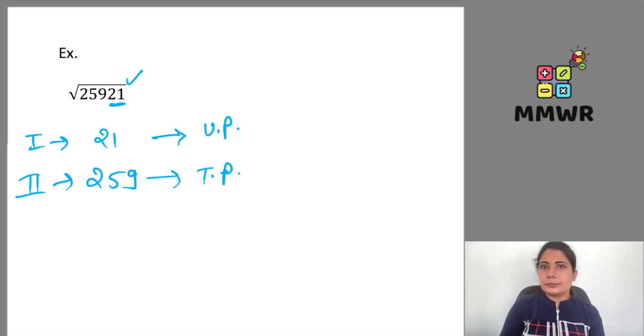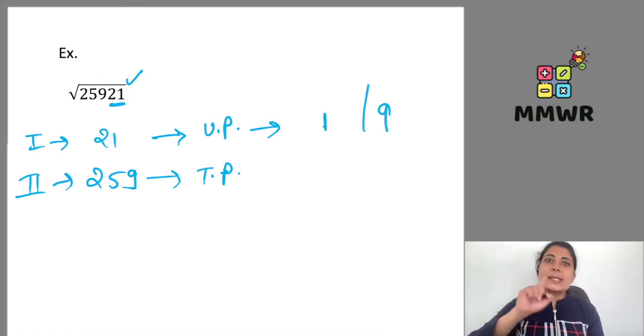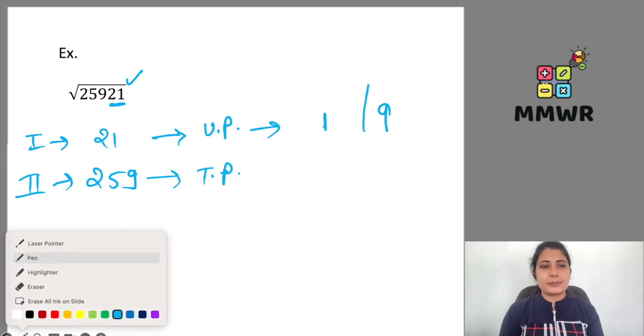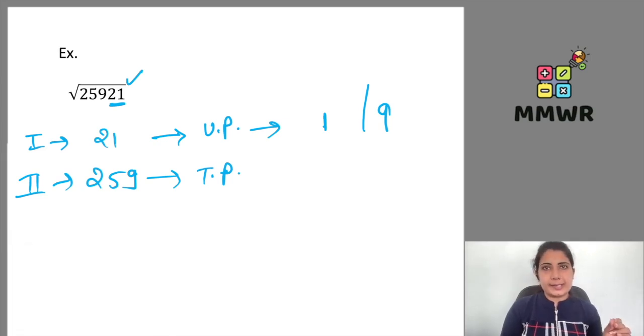Now here we have 1. That means the unit digit has to be 1 or 9. 1 square is 1. 11 square is 121. 9 square is 81. 19 square is 361. Right? So in case of 1 also we are getting 1. In case of 9 also we are getting 1 only. So that is why the square root is just vice versa. We may get 1 at the unit place or 9 at the unit place. After fixing the unit place, out of these two options, we'll look for what will come at the tens place.